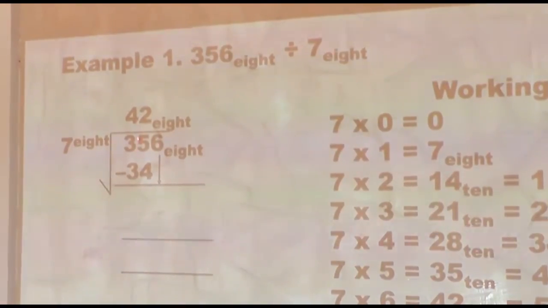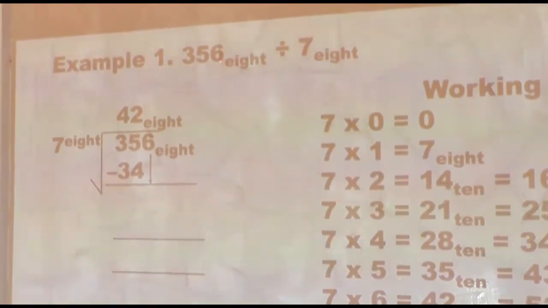We have 356, which is to be divided, then 7 out here, which is the divisor. Now, we look at the first digit. The first digit there is 3, and 7 cannot divide 3. So we look at what we have next, which is 5, so that makes it 35. So 35 is obviously greater than 7, so 7 can divide 35.